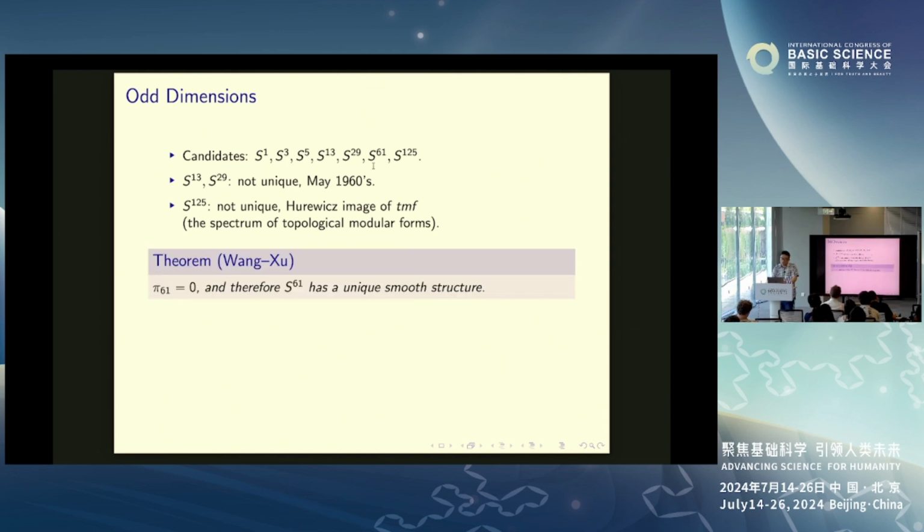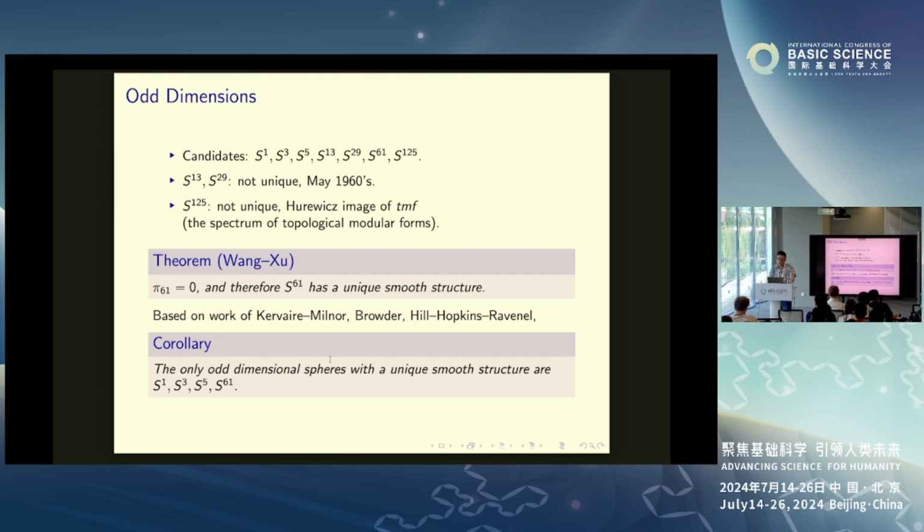And in the remaining case, 61, that's a theorem due to Guozhen Wang and myself. We did a computation in algebraic topology and computed pi_61 is 0, and therefore the 61-sphere has a unique smooth structure. Based on earlier work of Kervaire, Browder, and Hopf, these are only odd-dimensional spheres with a unique smooth structure: only 1, 3, 5, and 61.